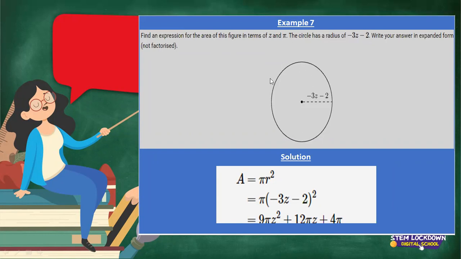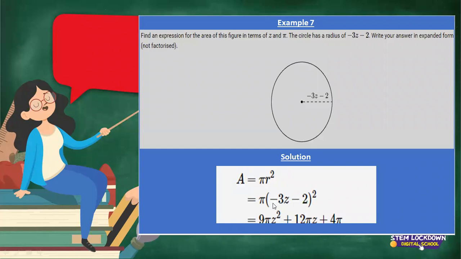So this is a circle with your radius minus 3z minus 2. So write an expression for the area. For the area, we always know that the area of the circle is pi r squared. So pi, we keep our r, which is minus 3z minus 2, all squared.